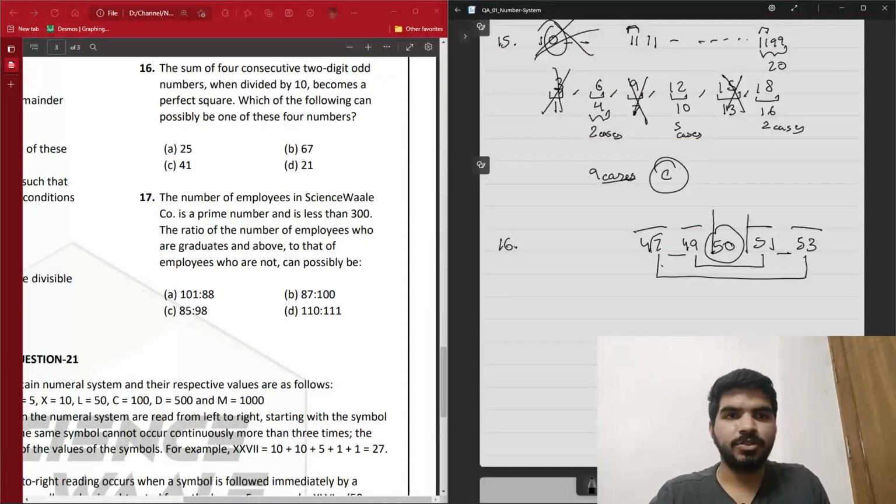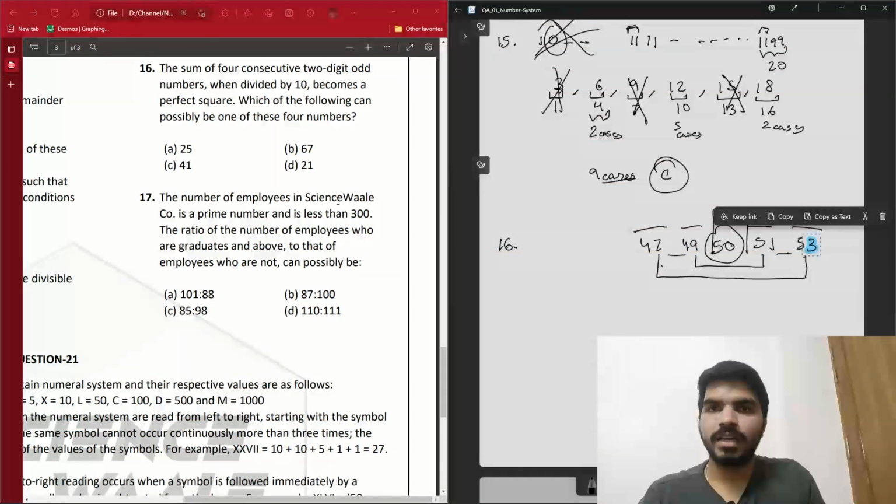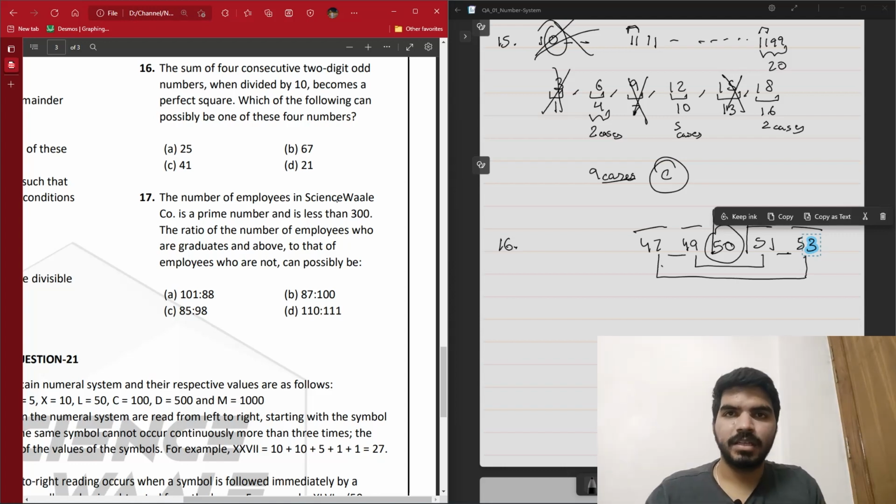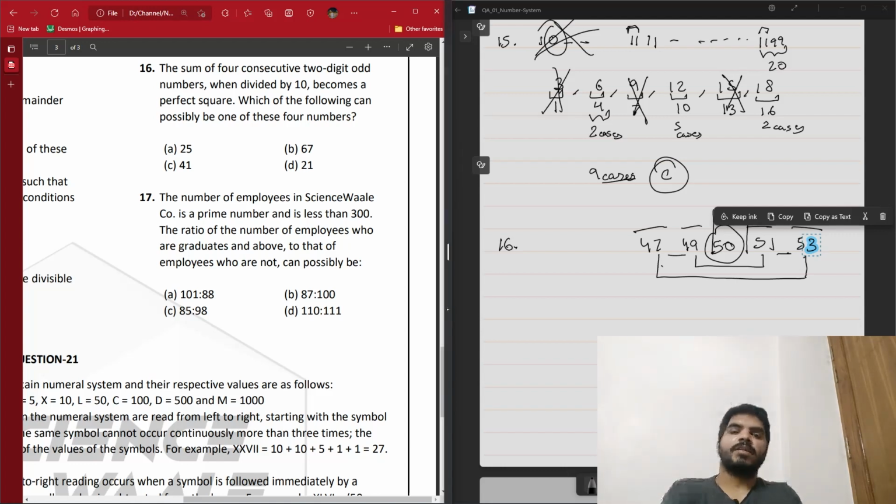So it has to have 7 at the end, 9 at the end, 1 at the end, or 3 at the end. So option A is totally eliminated from the list. Won't use elimination, of course, but this is just an example. To make a perfect square, remove this.